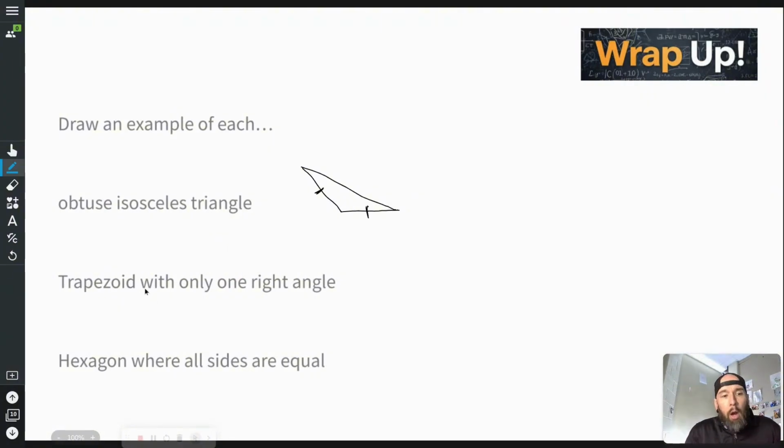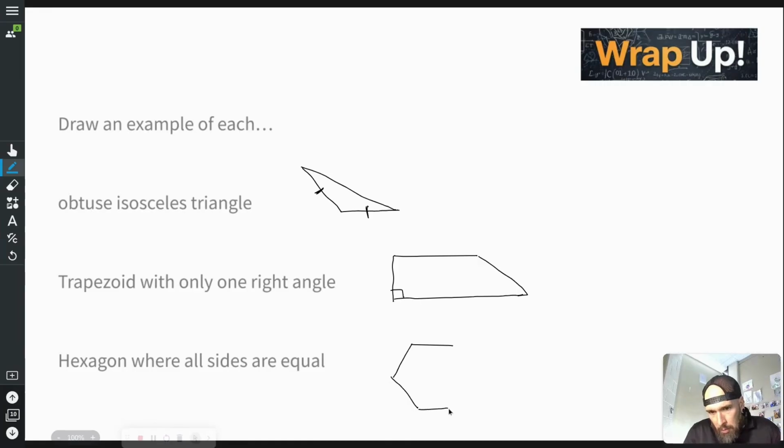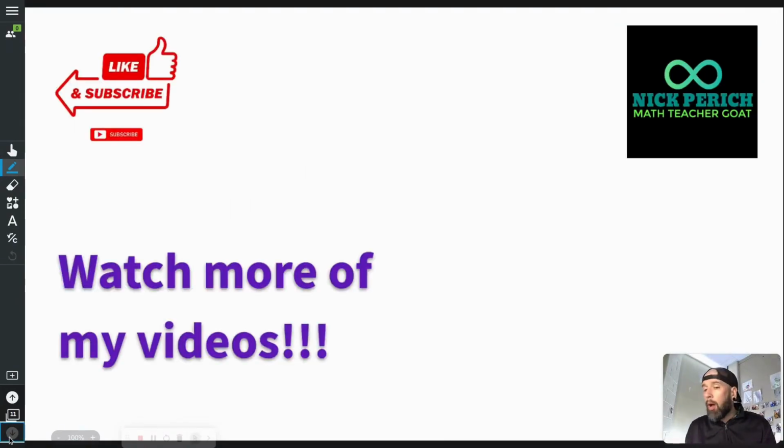A trapezoid with only one right angle. So a trapezoid is going to have opposite sides that are parallel, but only one pair of opposite sides are parallel. I'm going to make it so that you definitely have a 90-degree angle. Last but not least, a hexagon that's 6 sides where all sides are equal. So not going to be the prettiest picture, but again, doing my best. It's not that bad. 1, 2, 3, 4, 5, 6. All right, so other than the fact that I can't draw at all, I think we did okay there.